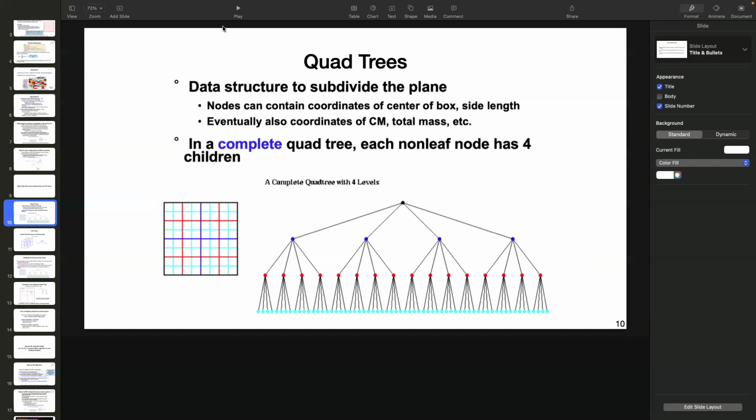Usually you can either fix the height or you can fix the minimum number of points in any box. So if it's that way, then some paths in the tree may be longer than others because they may be more clumped together.